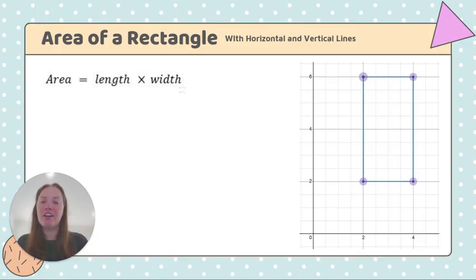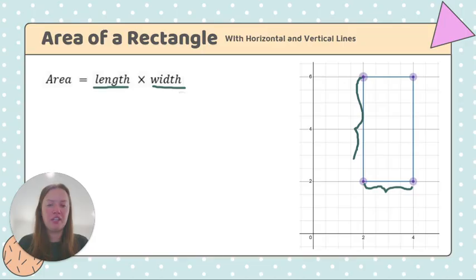To find the area of a rectangle, we take the length and we multiply it times the width. Now, it doesn't matter which one's the length and which one's the width. It's just important to note that we want to find the length of one side of our rectangle and the length of the other side of our rectangle, and then multiply them together.